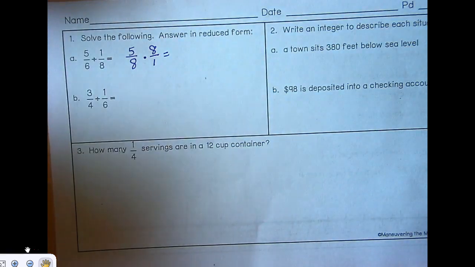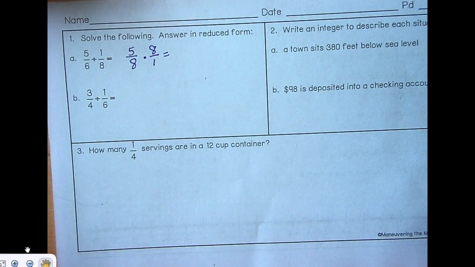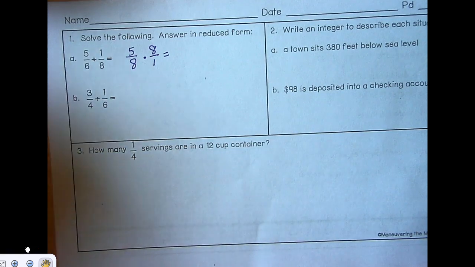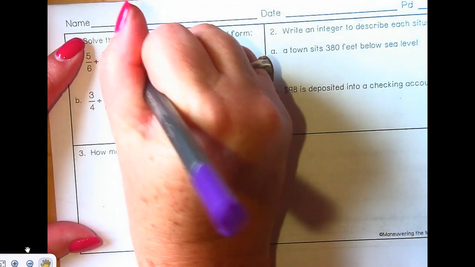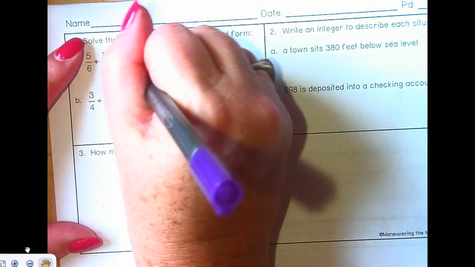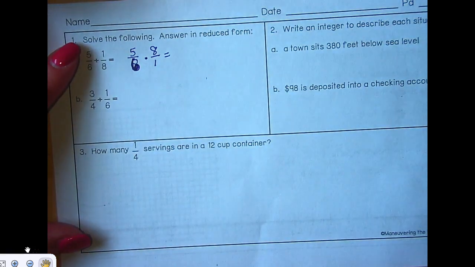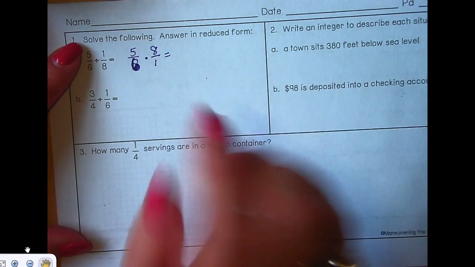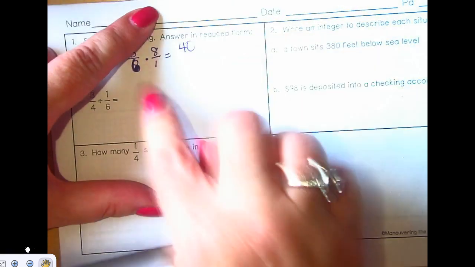Now there's two things you can do. You can either multiply straight across and simplify, or you can cross simplify. Did you multiply straight across, or did you cross simplify first? 5/6 times 8/1. Just multiply straight across. Okay, so 5 times 8 is 40. 6 times 1 is 6.